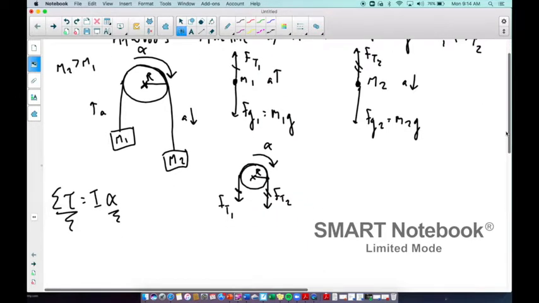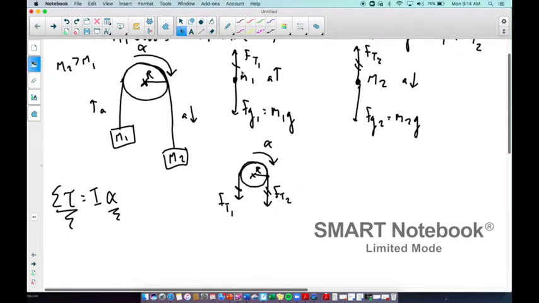Let me scroll down a little bit. For that object, the equation will be pretty simple. Remember, it's accelerating up. So I want up to be positive. Newton's second law says that the sum of the forces equals mass times acceleration. So I'm going to get Ft1 minus m1g. That would get me the sum of the forces equals m1a.